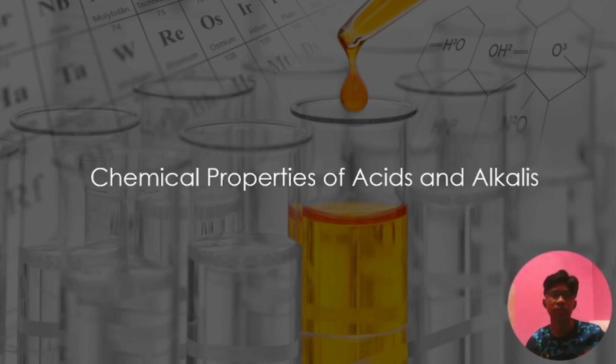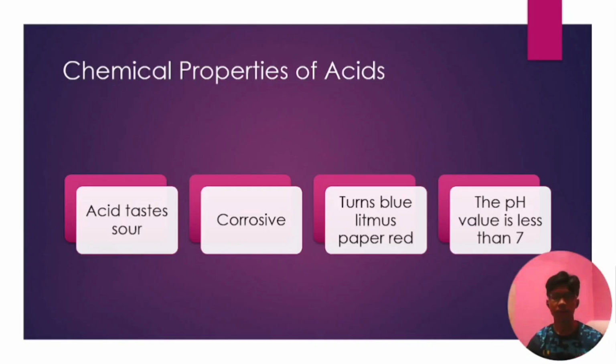Next, we need to know about the chemical properties of acid and alkali. There are 4 chemical properties of acid: acid is corrosive, acid turns blue litmus paper into red, the pH value is less than 7, and acid tastes sour. Get that?